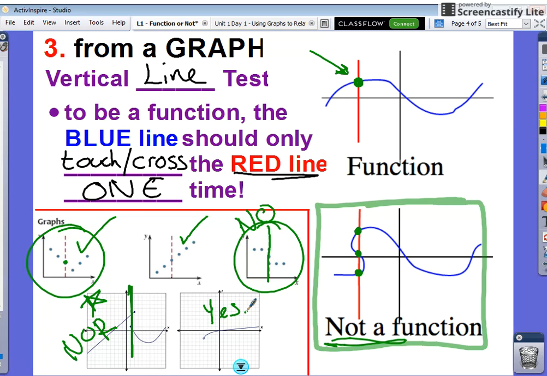All right, so that pretty much wraps up our lesson on what makes something a function or not. Good luck, and we'll clarify if you have any questions when I get back.